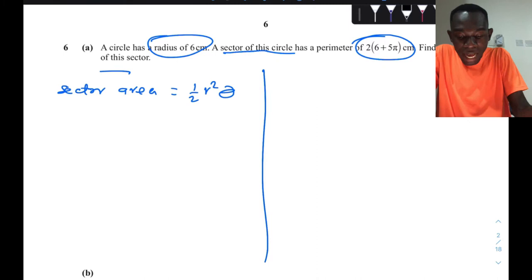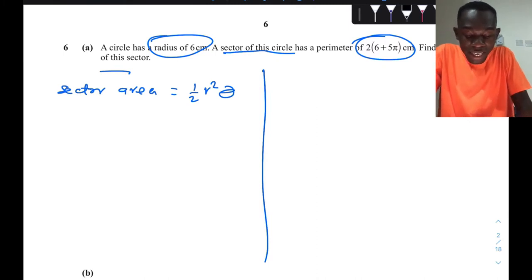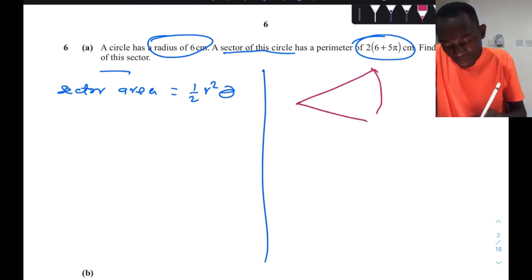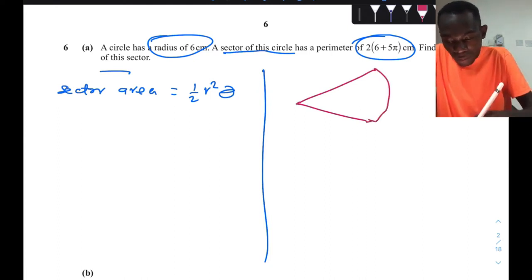Well, we can find the angle from what they have given us. They said that the sector has a perimeter of 2(6 + 5π), right? So for example, if this is the sector that we are talking about, oh, it's so terrible. For your information, I'm terrible when it comes to drawing, okay?